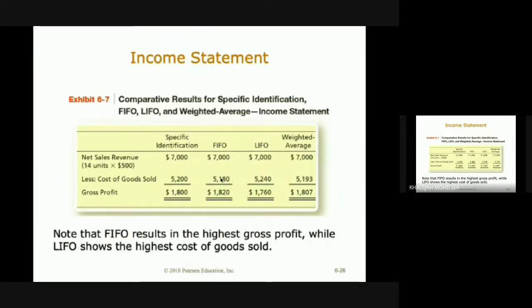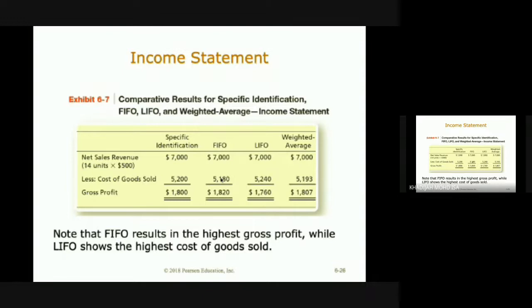And of course, weighted average is normally the middle one. So normally it's in between FIFO and LIFO. If you look at the difference here, not only the value of cost of goods sold, but your gross profit will also be affected.